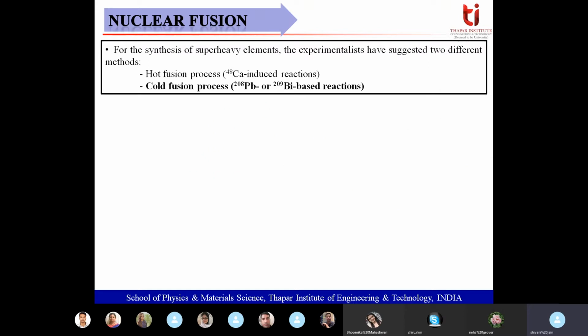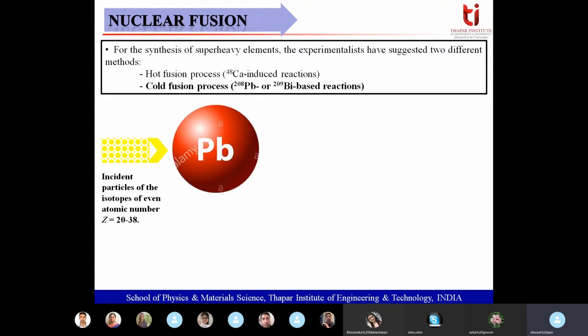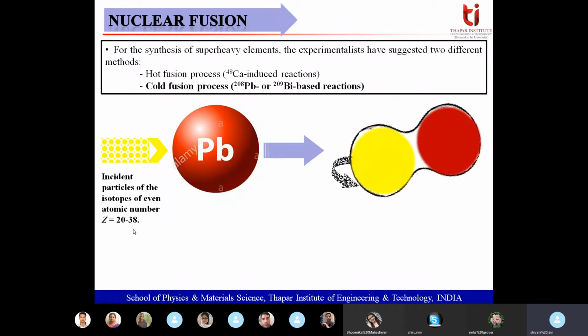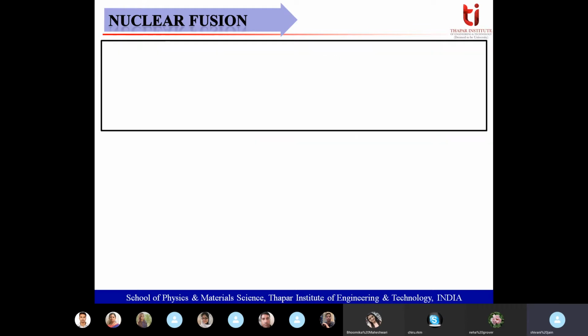Now, the other kind of fusion process is called the cold fusion process. In this process, they have considered 208 lead or 209 bismuth as target and incident isotopes of even atomic number, which varies from 20 to 38, and gives a compound nucleus whose excitation energy is very low, about 10 to 20 MeV. Now, how have theoreticians justified these two processes theoretically?